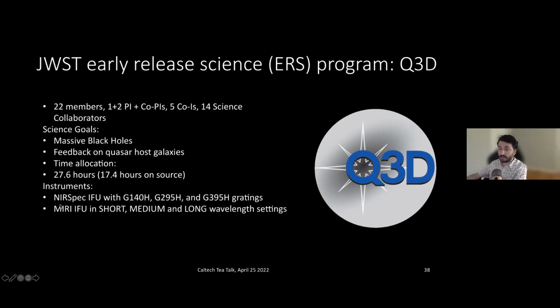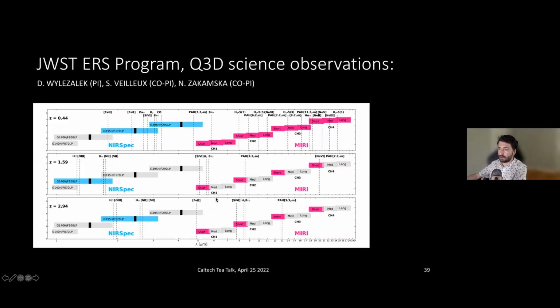And we're basically going to use both the NIRSpec IFU and the MIRI IFU, and we're going to cover all the modes and try to test high contrast science at high redshift. So we're going to study 3 sources, at redshift 0.4 to 2.9.